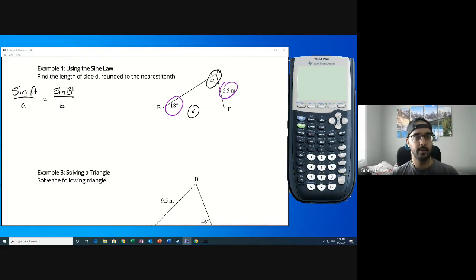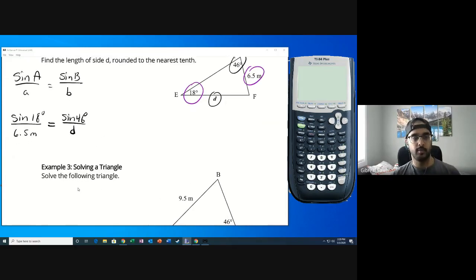The angles are your capital letters, so we'll say that the sine of 18 degrees needs to get divided by its opposite side, which is 6.5, and that's meters. Units don't really make a difference here. They'll work out in the end to be exactly what we need them to be. So the sine of our other angle, sine 46, over the side length we need to find. Now, you're free to get rid of the fractions, manipulate however you choose to.